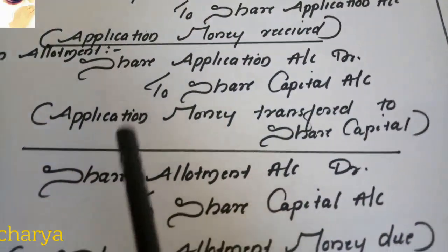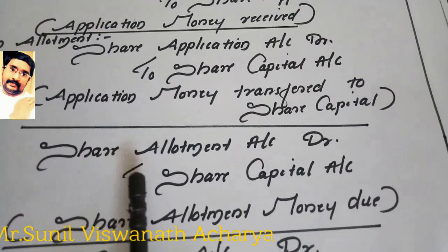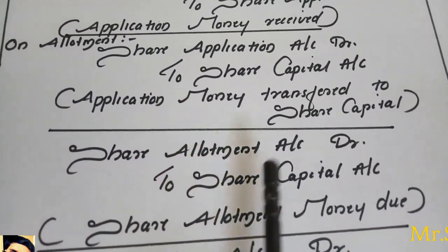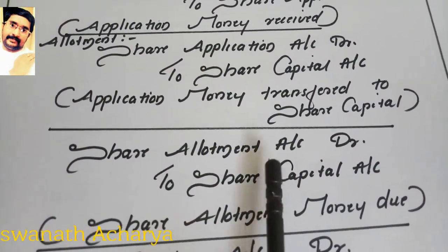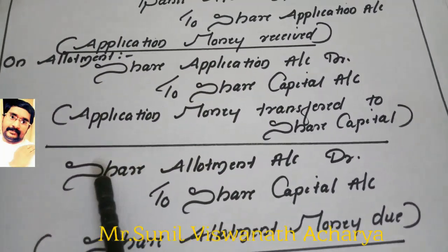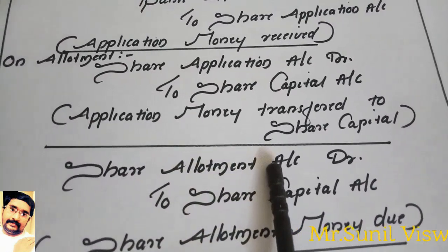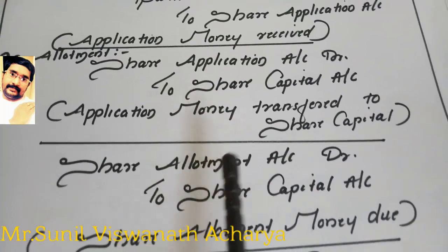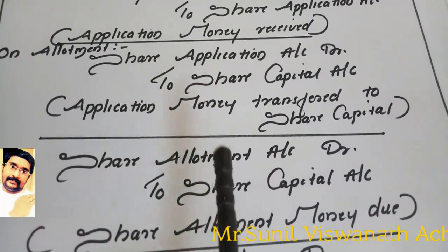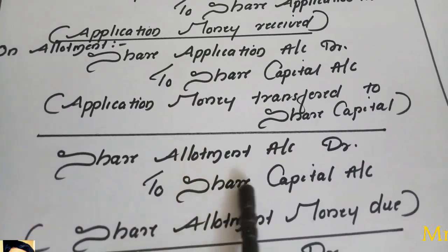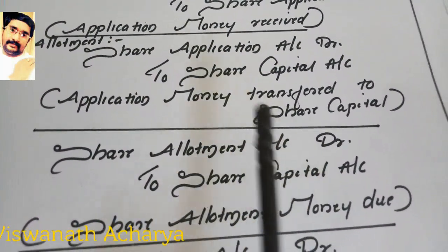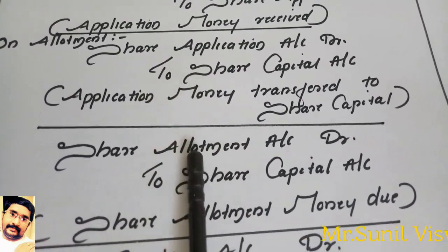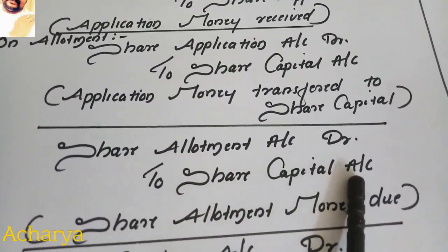Now at the time of allotment we need second installment money. The second installment money due date is already mentioned in the prospectus, which date they have to pay the second installment. The second installment money we call share allotment. At the time of allotment they have to pay the second installment, so the date they already know. On that date the allotment money obviously will go where? Share capital, because they have already become shareholders. So the second installment money due date, that money automatically will go to which account?